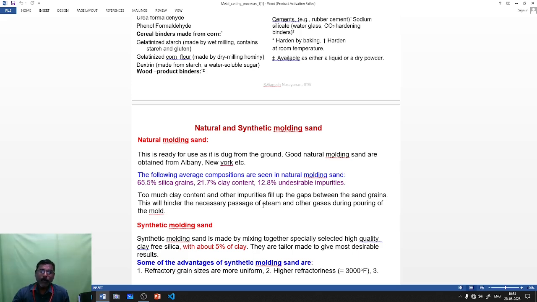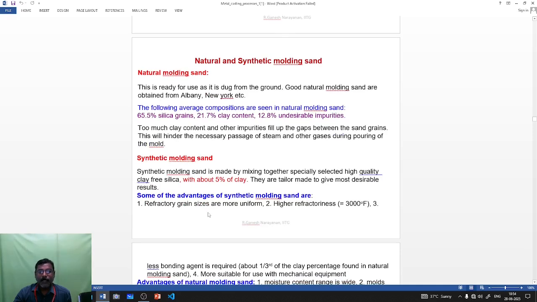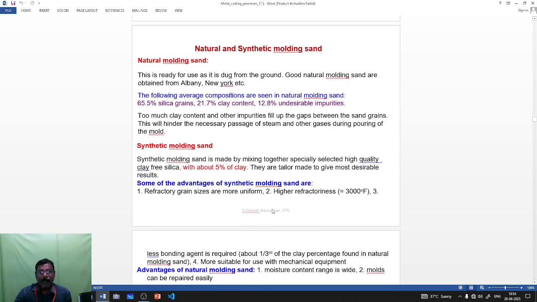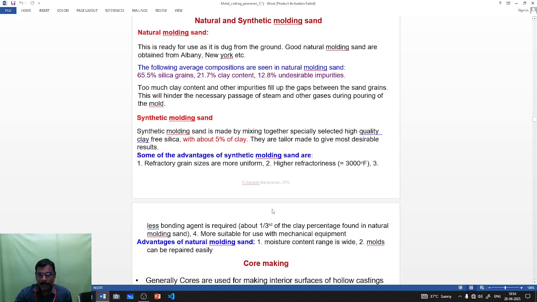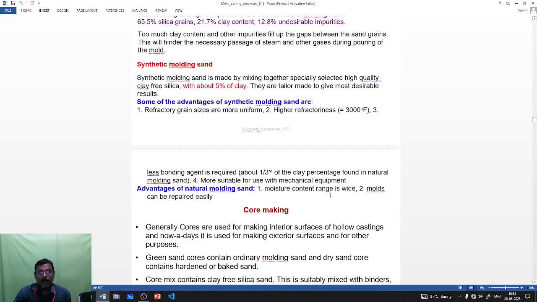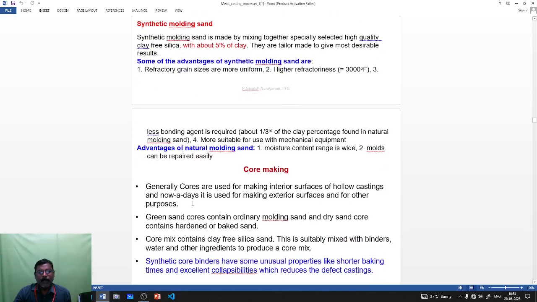Next, synthetic molding sand. Synthetic molding sand is made by mixing together specially selected high quality clay free silica with about 5% of clay. So they are tailor made to give the most desirable results. Some of the advantages of synthetic molding sand are that grain sizes are more uniform. Then the advantage of natural molding sand is that the moisture content range is wide.